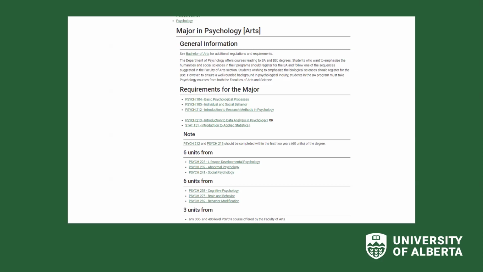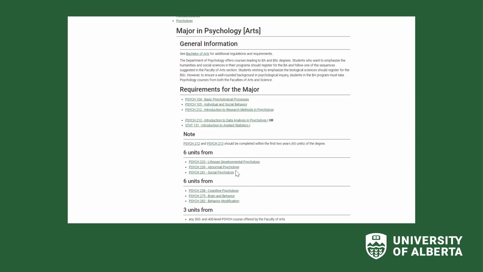One thing to note here is that if you look at this and you see, as part of your major requirements, it's got 6 units from or 3 units from. What that means is, as we discussed before, units and credits are synonymous. So when it says 6 units from, it does not mean 6 classes from. You don't need to choose 6 classes. You need to choose 6 credits, aka 2 courses.